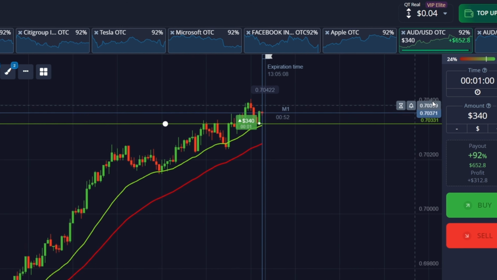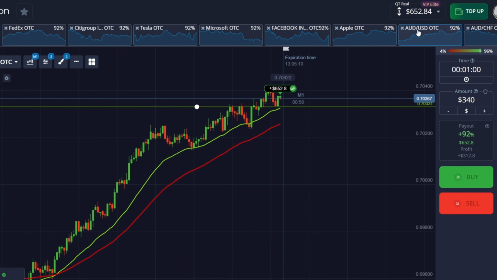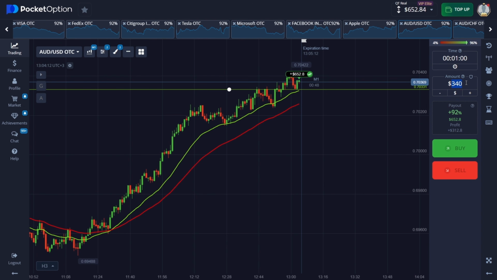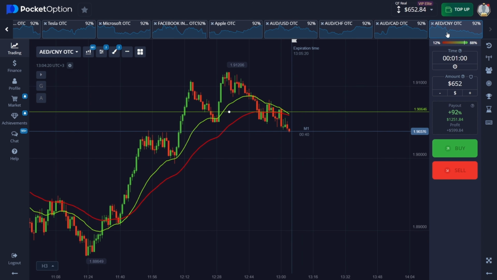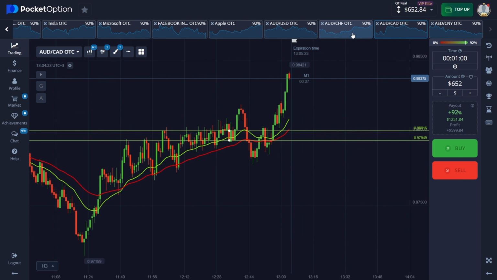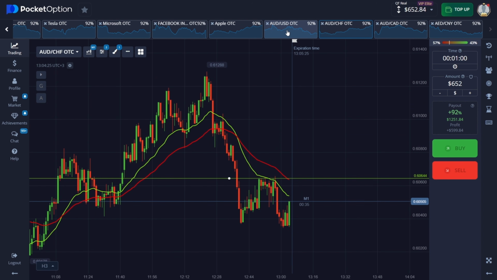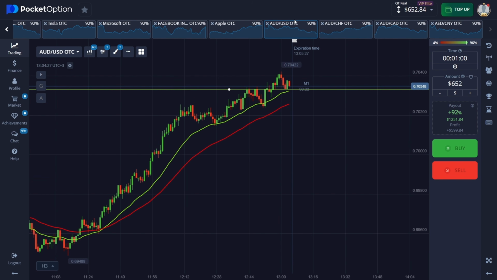With only a few seconds left, yes, we won another trade in this compounding session. My balance has now turned into $652. Let's find a trade for $652 for this compounding session. I just need one more trade, and then we'll stop here because I don't want to lose my gains. I started with $7, and now my balance is $652.